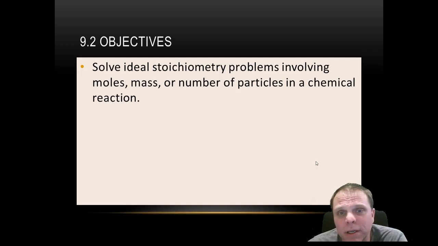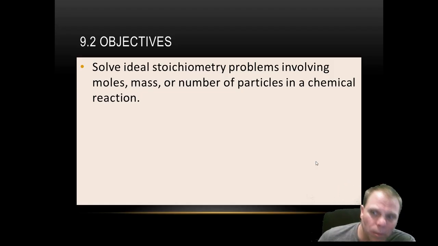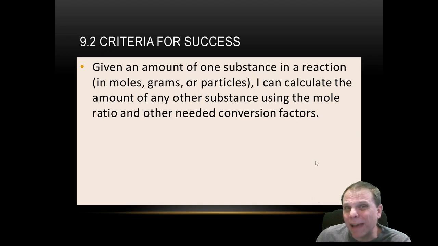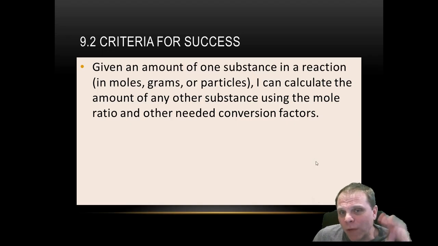To solve these ideal stoichiometric problems involving moles, mass, or numbers of particles in a chemical reaction. So your criteria for success: if I give you an amount of one substance in a reaction, you'll be able to calculate the amount of the other substance.